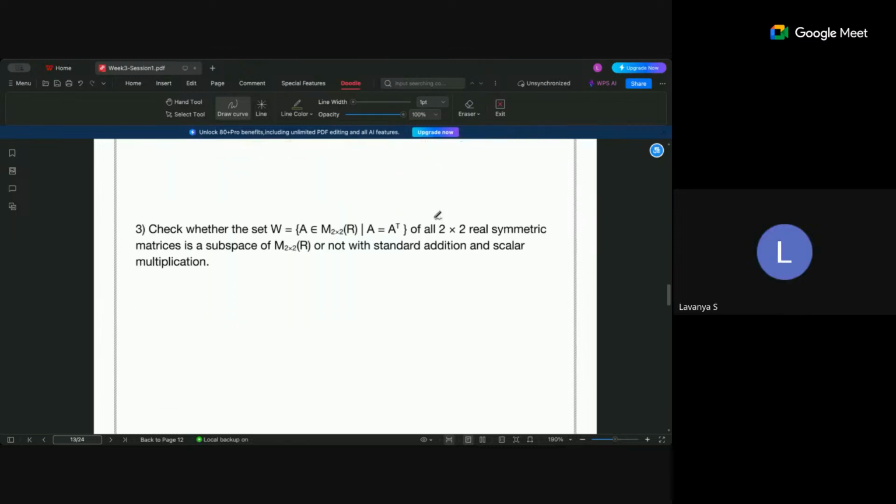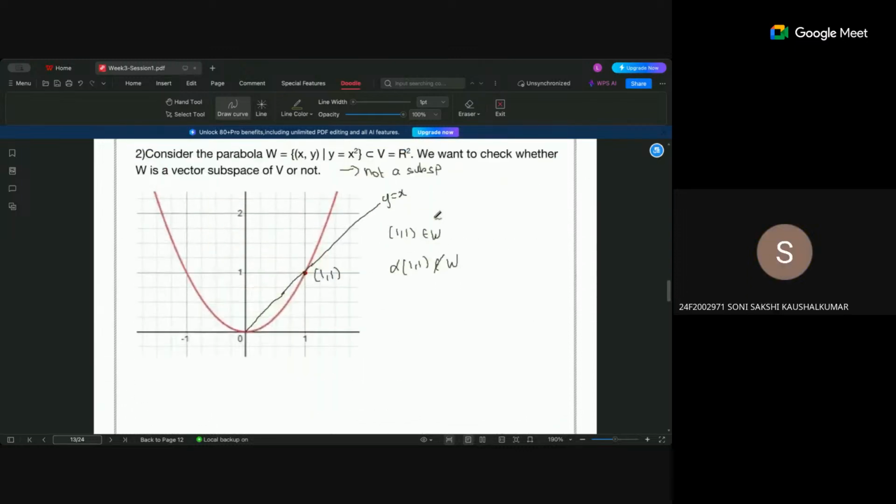Can you explain again for scalar multiplication how it does not belong to W? See, what is alpha times 1 comma 1? It is nothing but some point on this line. So apart from 1 comma 1 and 0 comma 0, are there any other points which are on this line but also inside this set W? Suppose I do 2 times 1 comma 1, that is 2 comma 2. So it is somewhere here. Does this point belong to this curve y is equal to x squared? No. So scalar multiplication is not closed for this set.